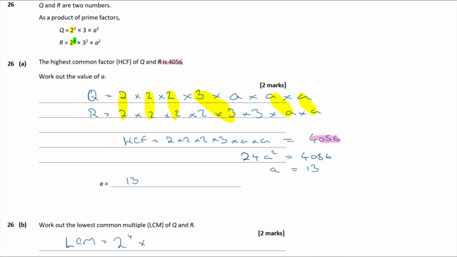Then we've got a 3 in Q and R. I've got 3 to the 1 in Q, but 3 to the 2 in R, so it's going to be 3 squared. Then we've got an A in Q and R, but the highest power there is in Q, so it's going to be A cubed, and A we worked out to be 13, so that's times 13 cubed. So the LCM is 2 to the 4 times 3 squared times 13 cubed.